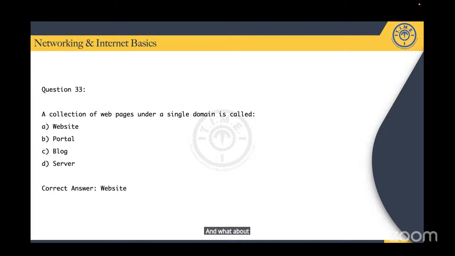And what about portal? A portal is a gateway providing multiple services like banking, mailing, a dashboard. What is called a blog? A content-focused website. That is also a website, but it's a content-focused one, not the generic term. Server, a machine that hosts a website. Nothing but a bigger hard disk, right? If I save the file in my system, you cannot access it. But if I save the same document in the server, you can access it.